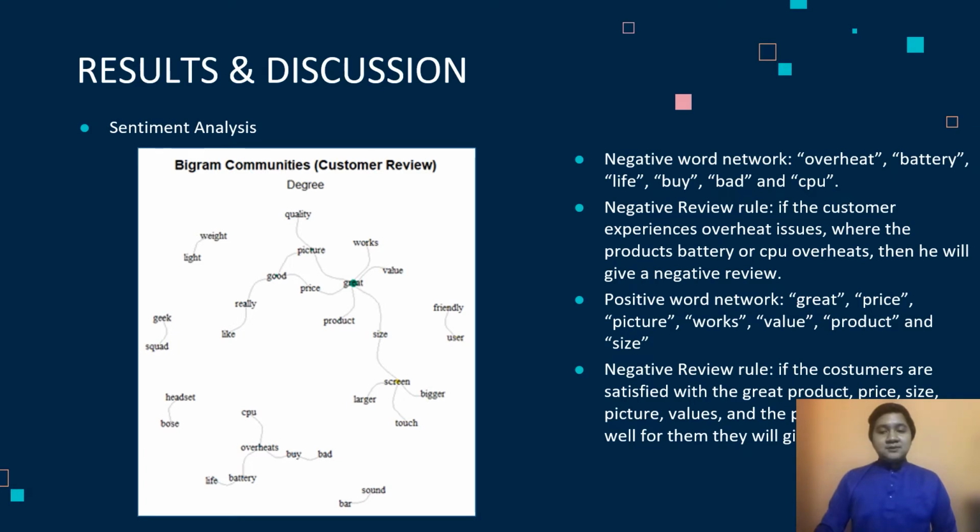While for the positive network, the associated words are grade, price, picture, works, value, product, and size. Hence, for the positive review rule, if the customer is satisfied with the grade of the product, price, size, picture, and value, and the product is working well for them, they will give a positive review. With these rules, we can understand the sentiment and context in the reviews.